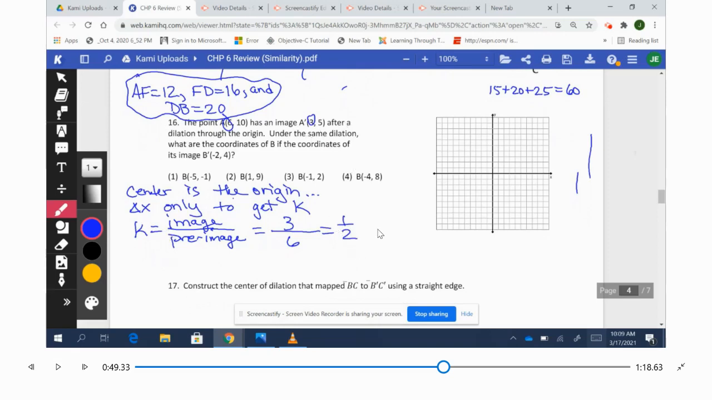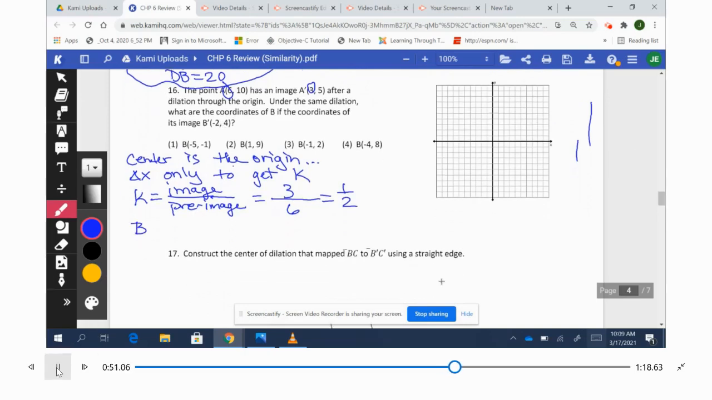So just double check. Now, same thing here. We're now going to apply a scale factor of 1/2 to create the new image. I'm sorry, the pre-image actually. So we're going to work backwards. There's two ways you could do this. You could multiply by 2 to get -4, 8. Or I chose to do it in proportions just to be consistent. But really, a scale factor of 1/2, if you're reversing it, is like multiplying by 2.